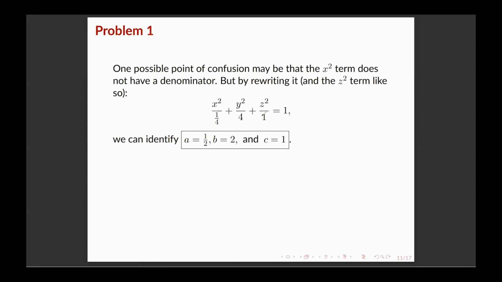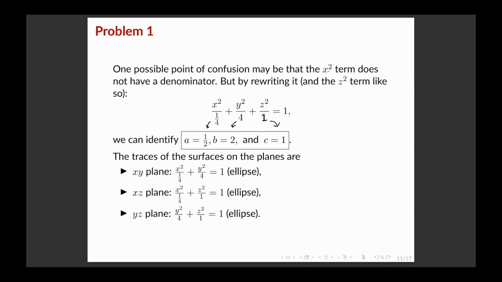There is a 1 here so that it is more evident, so that we can identify the coefficients a, b, and c. a is just the square root of 1/4, which is 1/2. b is the square root of 4, which is 2, and c is just the square root of 1, which is 1. Next is to identify the equations of the traces on the surface. Since it is an ellipsoid, all of the traces are ellipses. When z equals 0, we can just omit z here, so we have x squared over 1/4 plus y squared over 4 equals 1. When y equals 0, omit y, we have x squared over 1/4 plus z squared over 1 equals 1. And when x equals 0, we have y squared over 4 plus z squared over 1 equals 1.